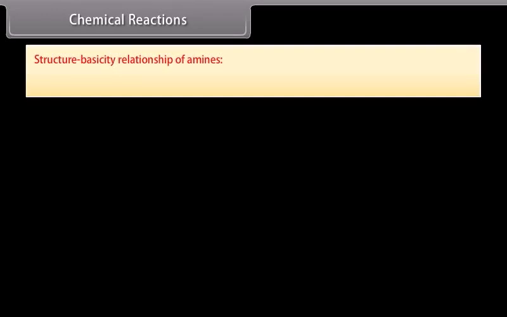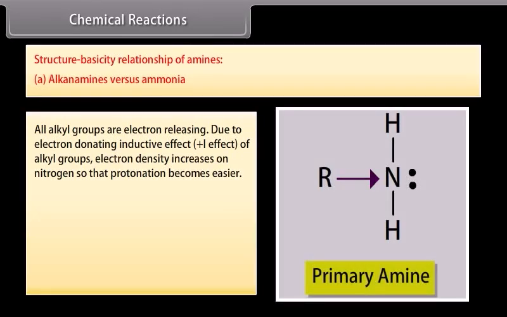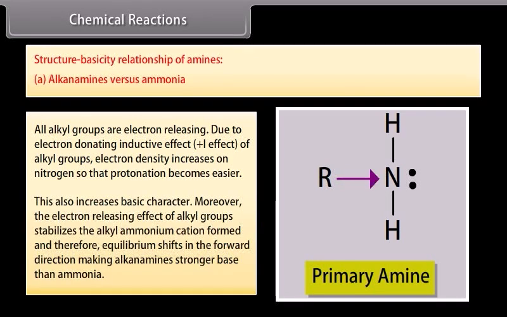Structure basicity relationship of amines. Alkanamines versus ammonia. All alkyl groups are electron releasing. Due to the electron donating inductive effect, that is the positive I effect of alkyl groups, electron density increases on nitrogen so that protonation becomes easier. This also increases basic character. Moreover, the electron-releasing effect of alkyl groups stabilizes the alkyl ammonium cation formed, and therefore equilibrium shifts in the forward direction, making alkanamines stronger bases than ammonia.